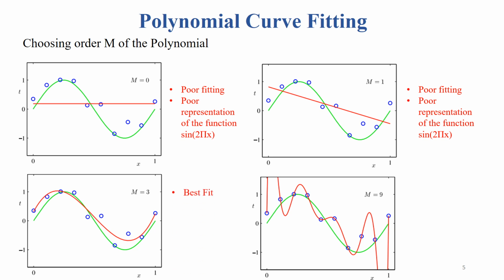When the order M is 3, it's the best fit. And when the order M is 9, it's again an excellent fit on the training points. But here you could see the polynomial is passing through each of the points, and it's oscillating and finally ends up in overfitting.